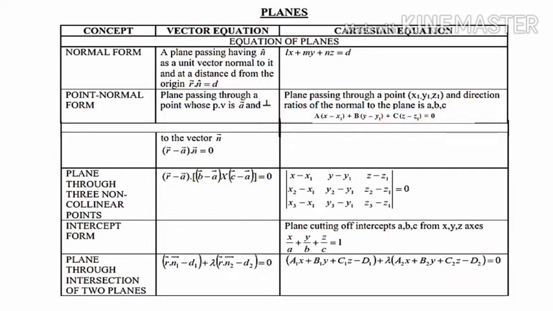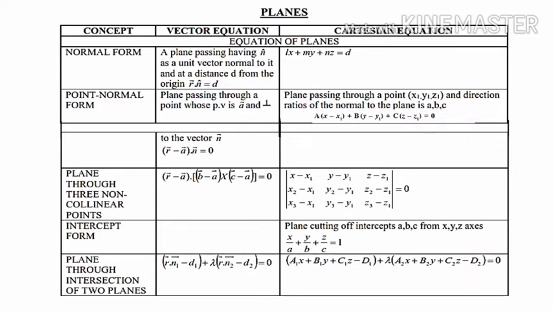Next, the equation of a plane passing through three non-collinear points. The vector form is (r − a) · [(b − a) × (c − a)] = 0. And the Cartesian form is the determinant with rows (x − x1, y − y1, z − z1), (x2 − x1, y2 − y1, z2 − z1), (x3 − x1, y3 − y1, z3 − z1) equal to 0.